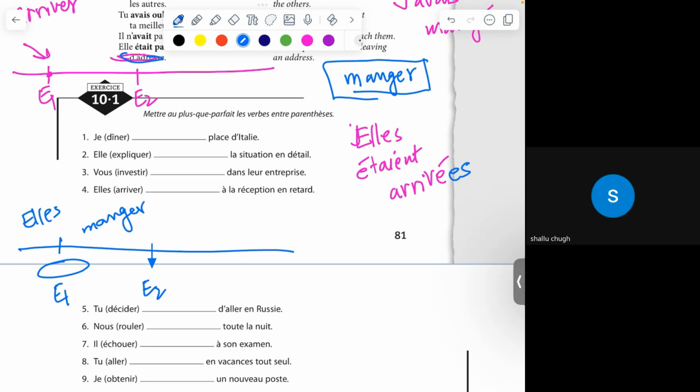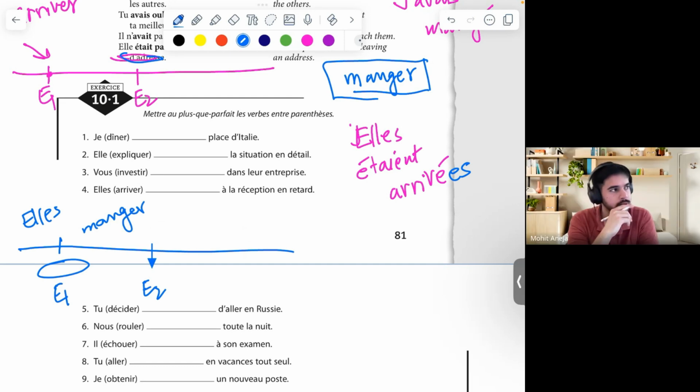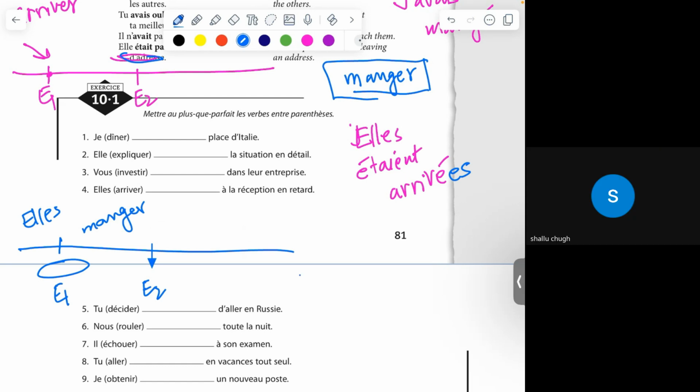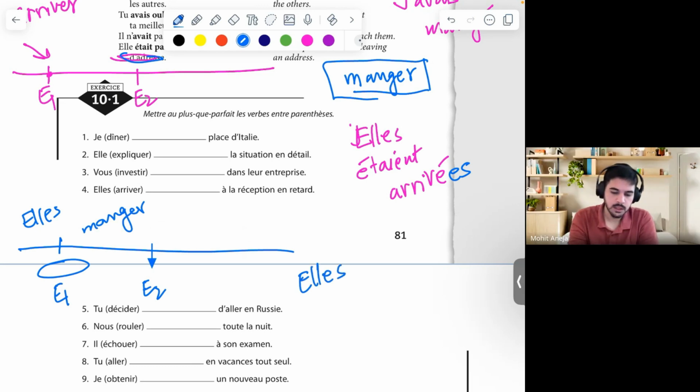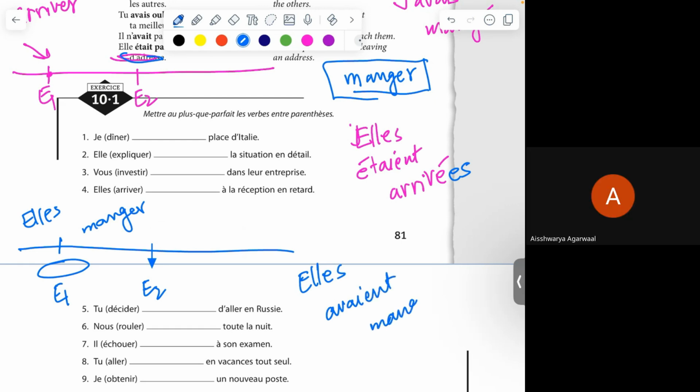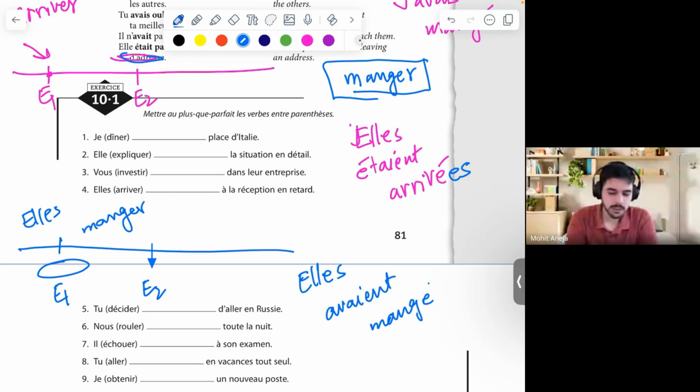Then it will be avoir. Also plus-que-parfait. Yes, plus-que-parfait and avoir. Both of you are correct. So can you help me with the conjugation of this? Elles avaient mangé. Manger. Can someone tell me what are the extra bits that we're going to put here?